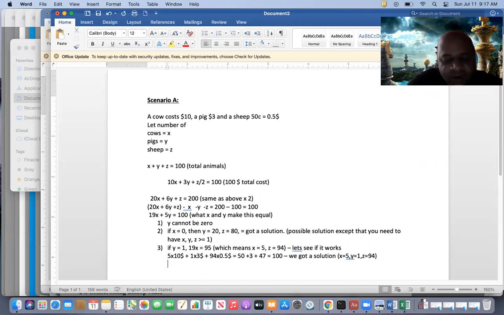Now, if we were to set y is equal to 2, let us see if some other combination is possible. If y is equal to 2, then 19x plus 5y is equal to 90. So anyway, like this, you have to try out.